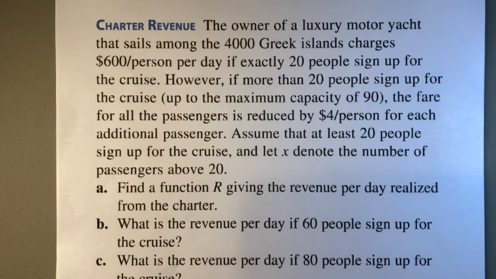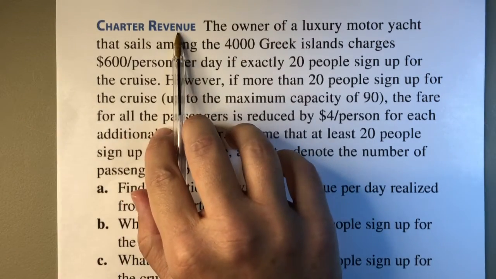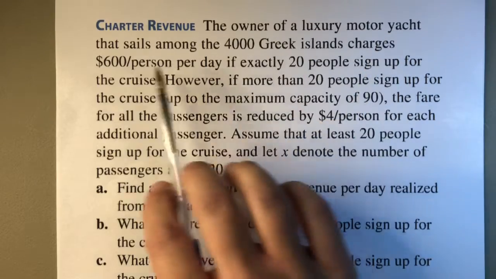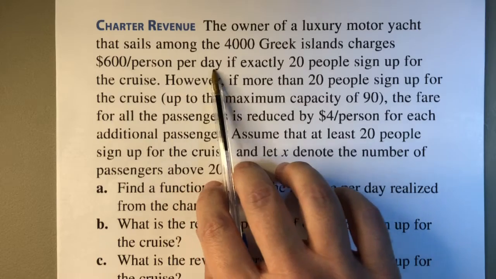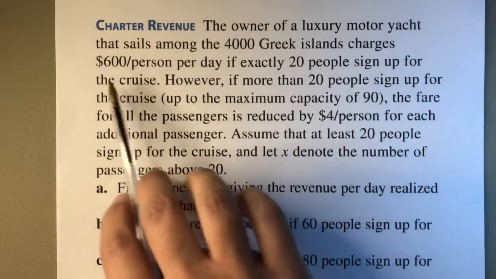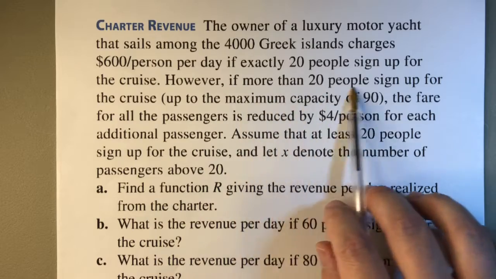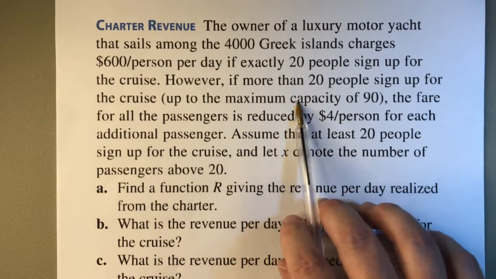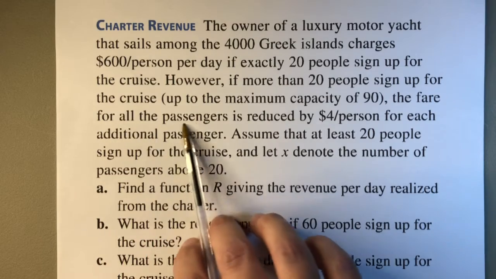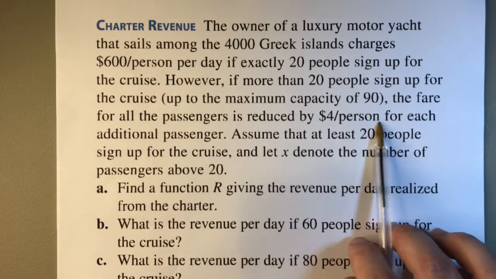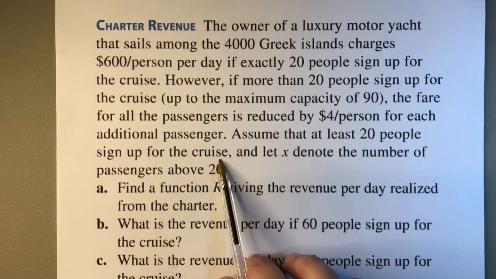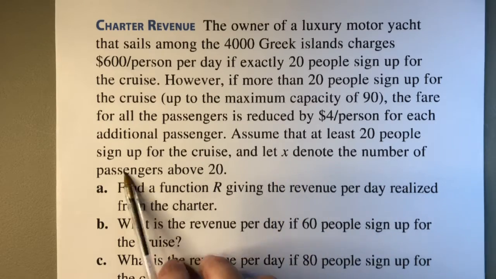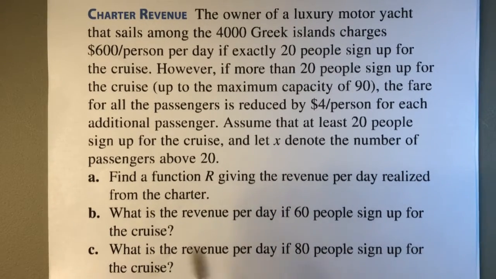The next example, and the last example we're going to look at here in the YouTube video covering section 2.7, is this charter revenue problem. The owner of a luxury motor yacht that sails among the 4,000 Greek islands charges $600 per person per day if exactly 20 people sign up for the cruise. However, if more than 20 people sign up for the cruise, up to the maximum capacity of 90, the fare for all passengers is reduced by $4 per person for each additional passenger. Assume that at least 20 people sign up for the cruise and let X denote the number of passengers above 20. Okay, and then we have to answer these three things.